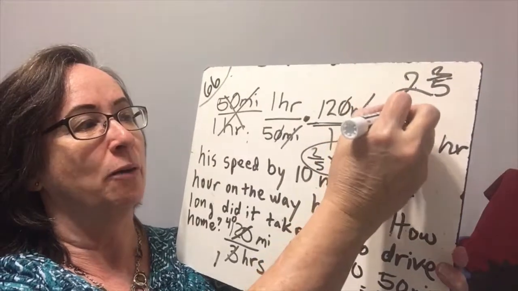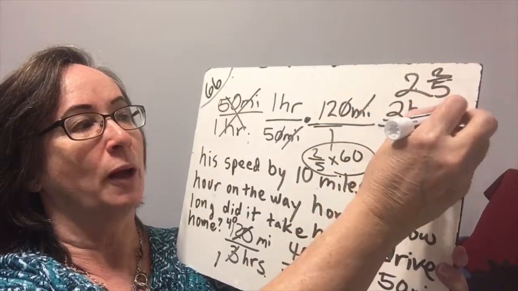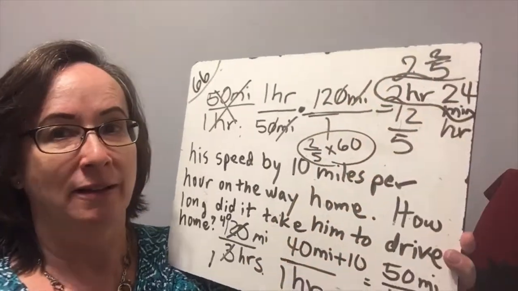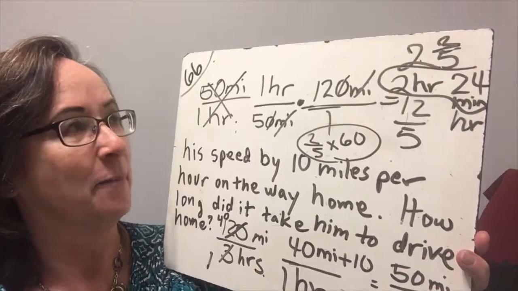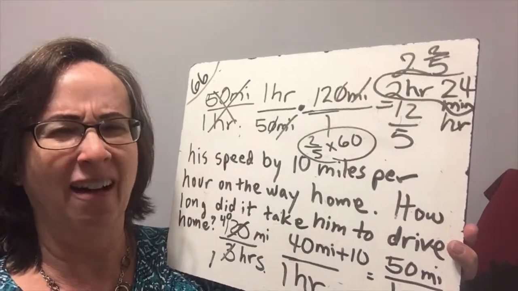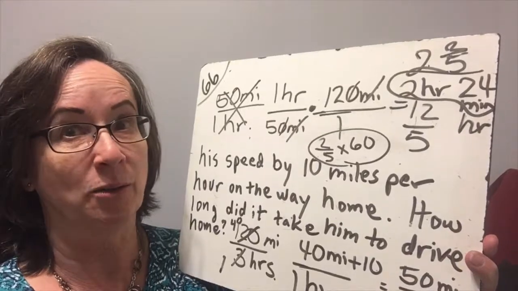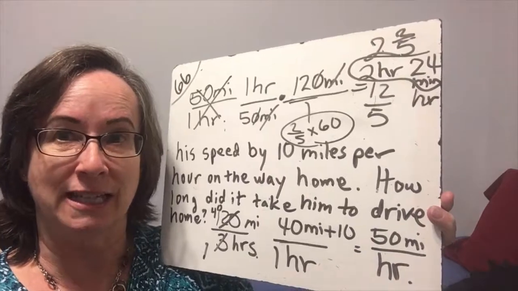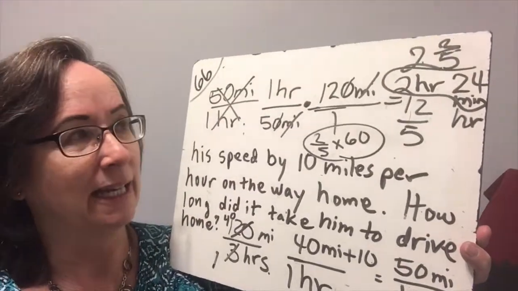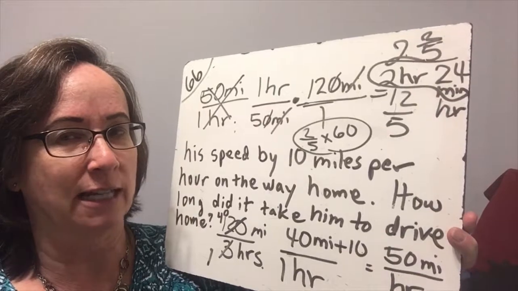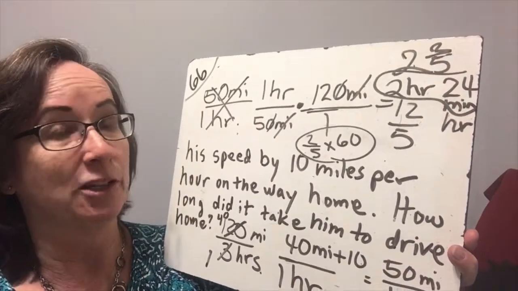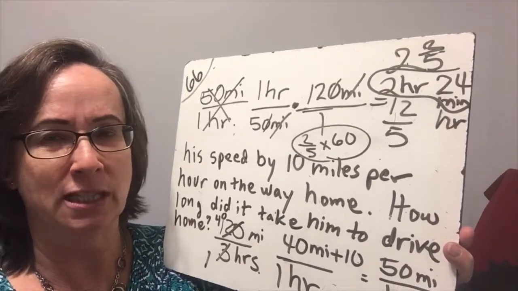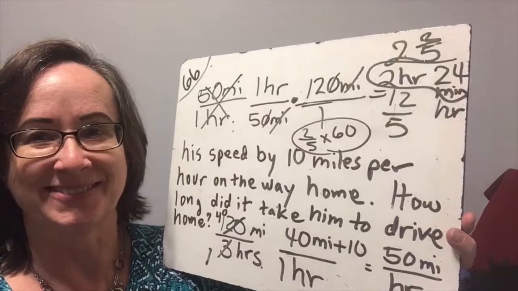So 2 hours and 24 minutes would be more like you would have somebody talking to you, right? If you said 2 and 2 fifths hours, you'd go, huh, how long is that, right? You'd say 2 hours and 24 minutes. You go, oh, okay, thank you. I know just how long it's going to take. So sometimes putting it in hours and minutes is easier for us to understand than keeping it in 2 and 2 fifths hours, which is correct, but just not as easy to use.